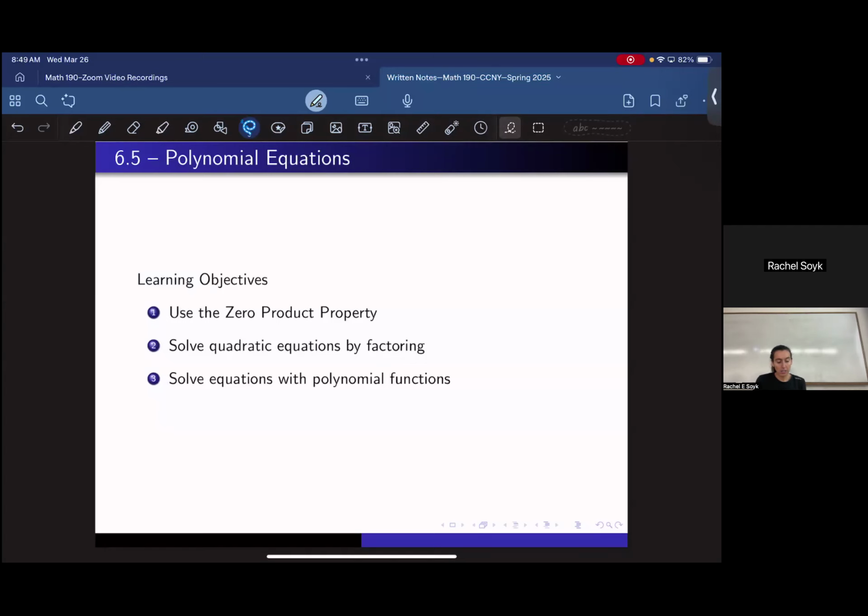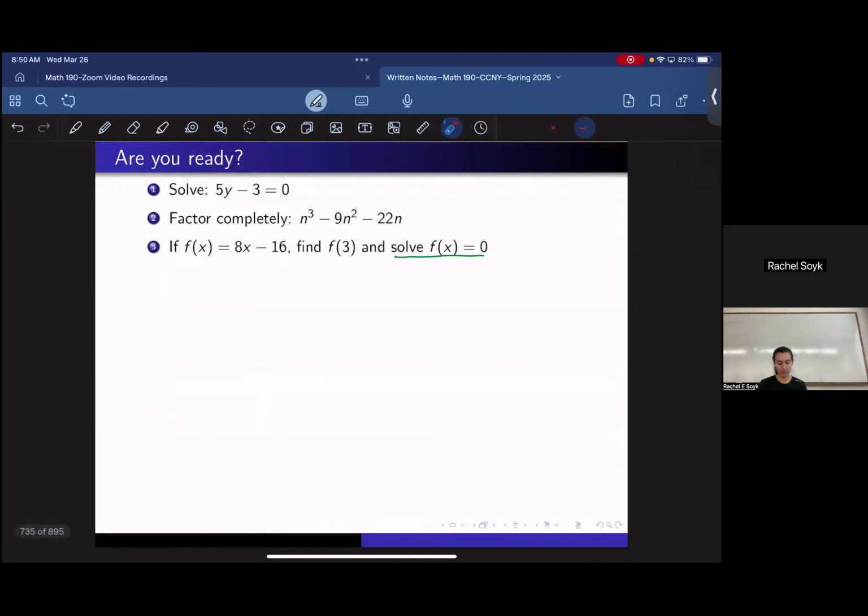Okay, so section 6.5, we have 3 objectives here. We're going to learn how to use our zero product property. We're going to learn how to solve quadratic equations by factoring. And then we are going to be able to solve equations with polynomial functions. Let's start with some warm-up problems.